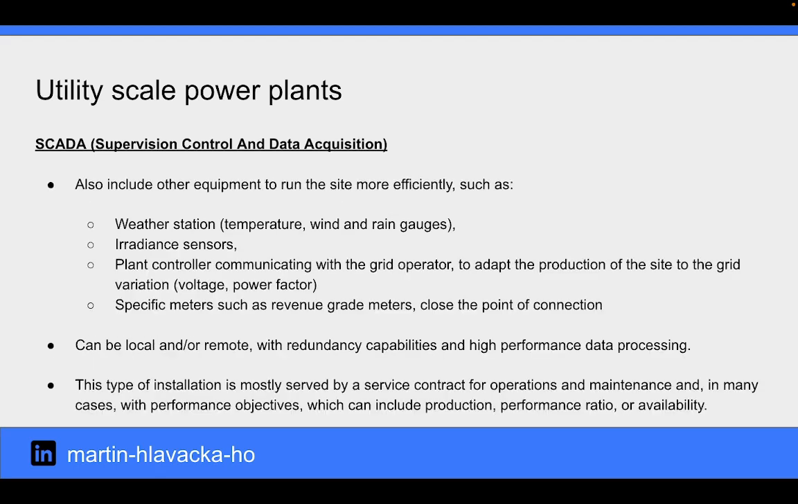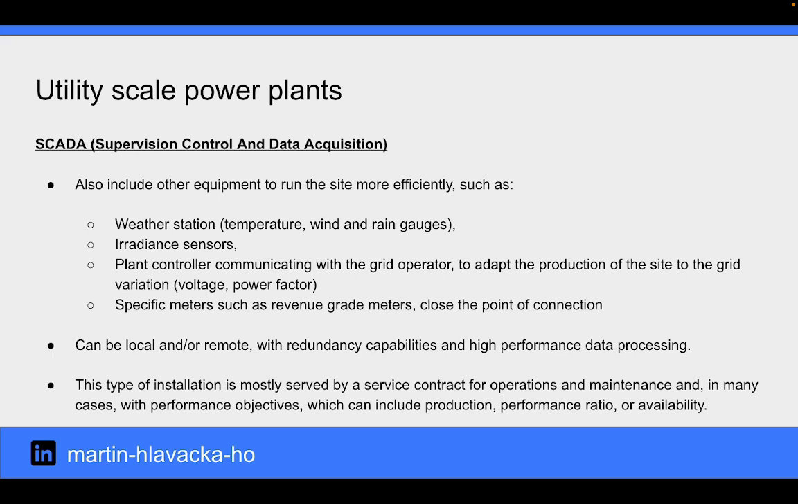These systems also include other equipment to run the site more smoothly and efficiently, such as weather station, irradiance sensor, a plant controller communicating with the grid operator to adapt the production of the site to the grid variation in voltage or power factor, and specific meters such as revenue grade meters close to the point of connection. These SCADA systems can be local or remote with redundancy capabilities and high performance data processing.